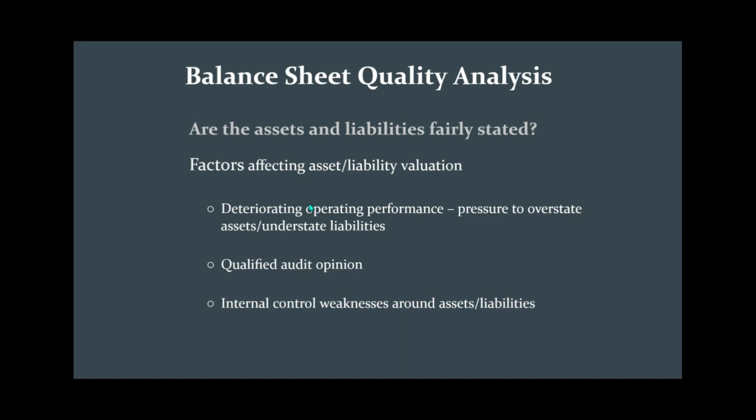Continuing with factors affecting asset and liability valuation, deteriorating operating performance. If the company is performing badly, there might be pressure to overstate assets or understate liabilities. Pressure on management, that is. A qualified audit opinion could affect valuation as well, as could internal control weaknesses around assets and liabilities. These are all factors that could lead to potential falling asset values.